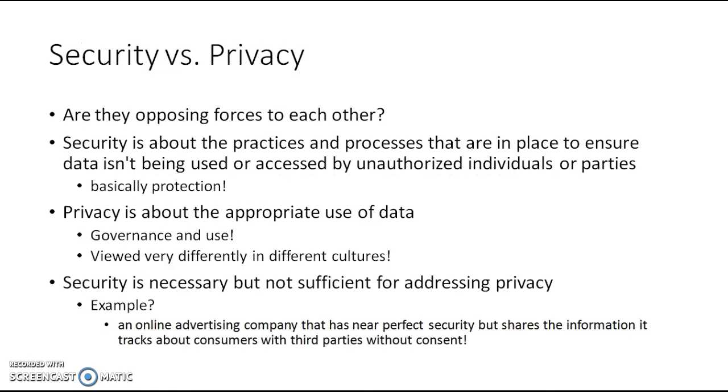Now we see security versus privacy, meaning how security and privacy go together. Are these two opposing words or supporting words? Let's see the difference between security and privacy. Security is about the practices and processes, a set of processes and practices in place to ensure data is not being used or accessed by unauthorized individuals or parties. So your data is secure and there is protection.